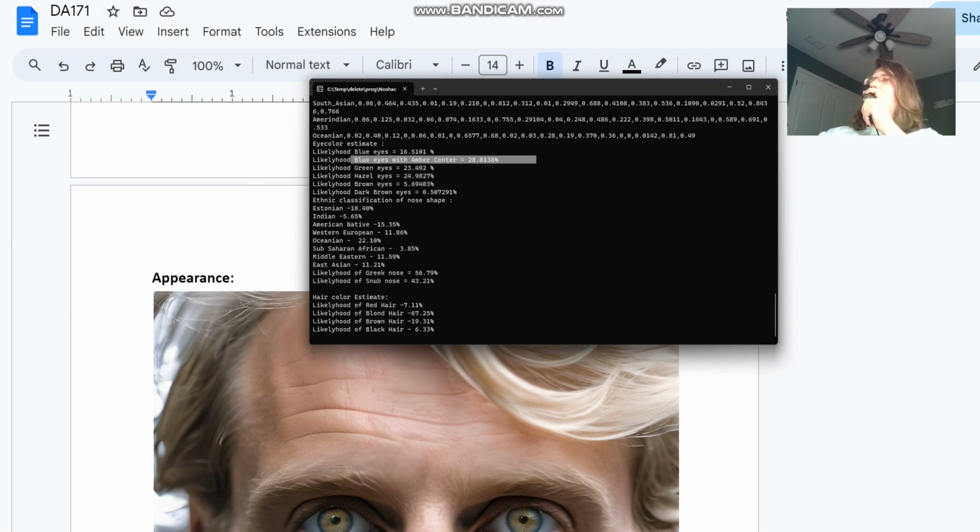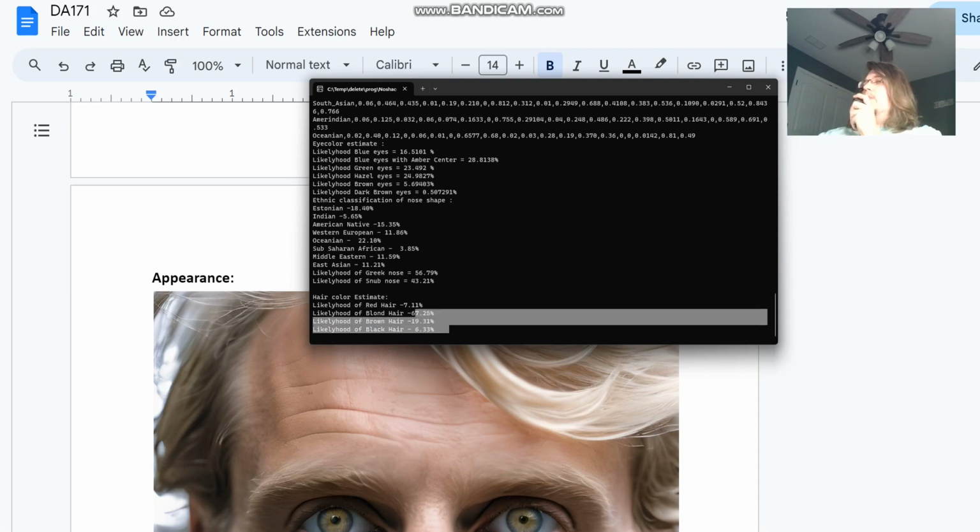That's the biggest component that he scores, followed by hazel, followed by green, followed by blue, and only 5% likelihood of brown eyes, and less than 1%, 0.5% likelihood of dark brown eyes for this individual. According to NOSHACOT, he's got blonde hair, followed by brown at 19%, followed by red at 7%, followed by black at 6%.